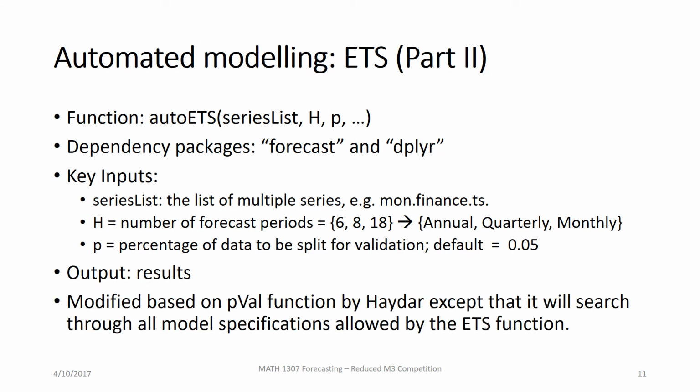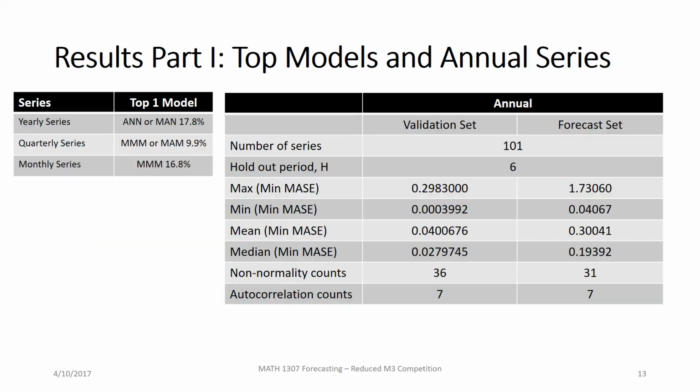This function is modified based on the p-val function written by Hader. The key difference is that it passes through all possible model specifications allowed by the ETS functions. MACE values and penalties were calculated on both the validation set and forecast set. In all data types, the MACE values were worse, as indicated by higher values on the forecast set compared to the validation set. This may imply slight overfitting of the data, or it could be due to the small sample size of some series. In each type, the number of non-normal residuals decreased in the forecast set.